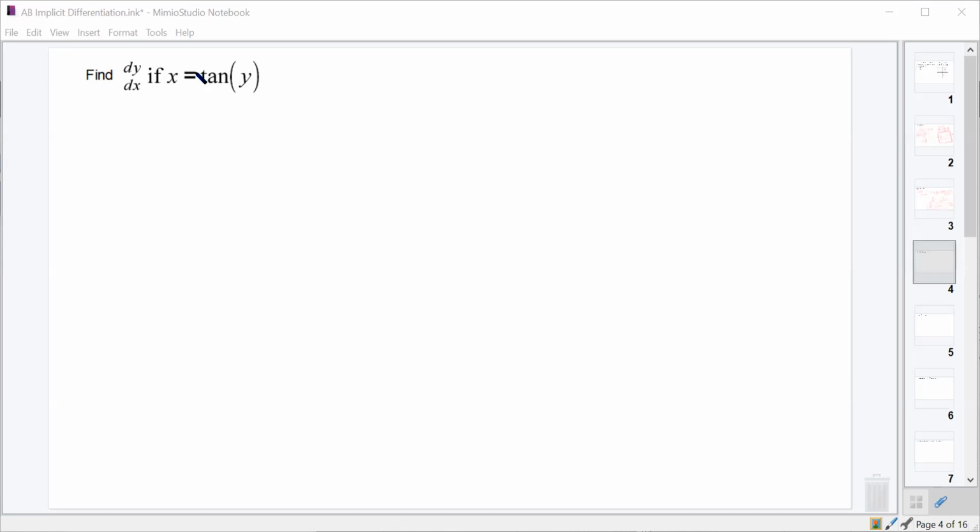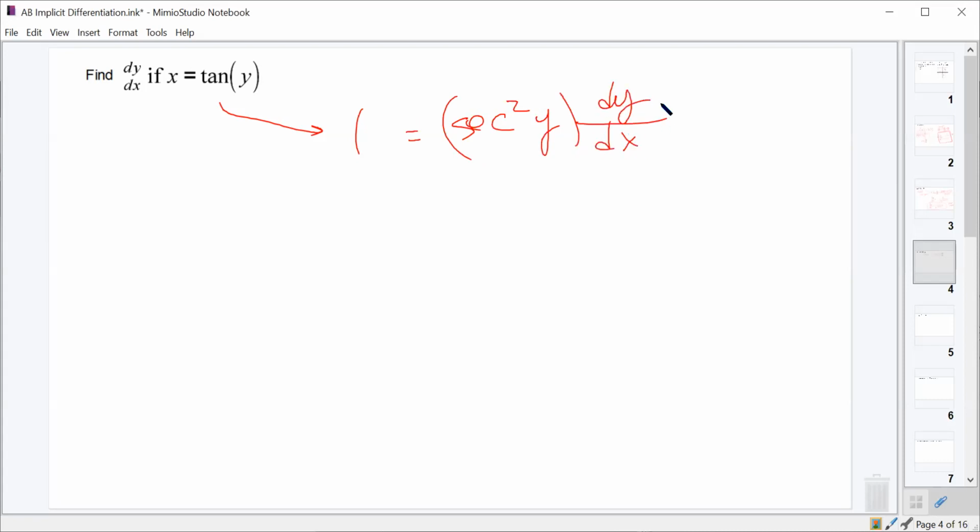So on the left-hand side, what did you guys get? I got 1, but on the right, secant squared y times dy dx. Everybody good there? And if we divide by secant squared y, that gives us 1 over secant squared y, or just what? 1 over secant should be cosine, right? So cosine squared y equals dy dx.